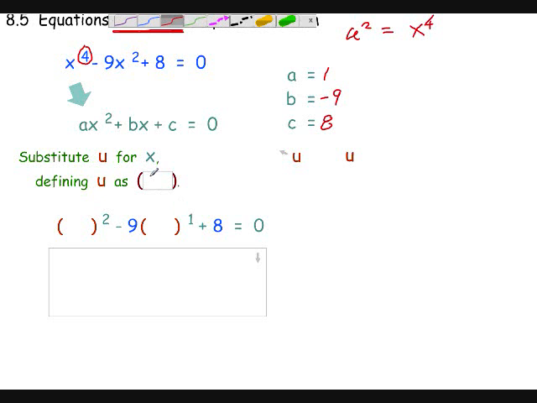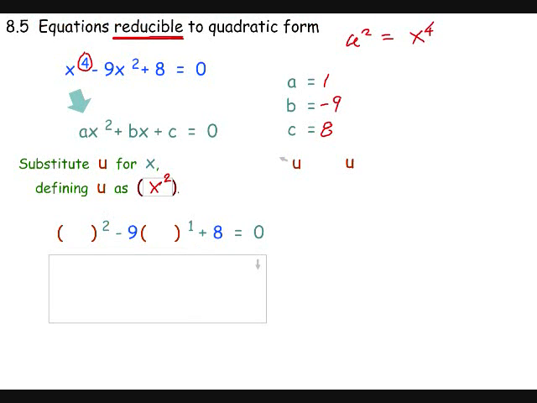That's right, x squared. Did we go through one just like that? Well, pretty close, if not exact. So we're going to say our u is equal to x squared, and we're going to rewrite this as u squared, and notice our leading coefficient a is 1, minus 9. Instead of writing x squared, we're going to write u, to the first power, plus 8.